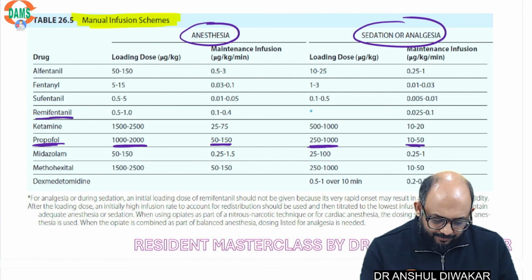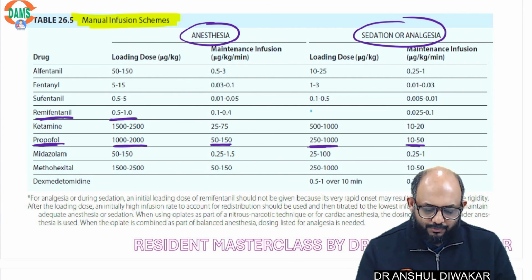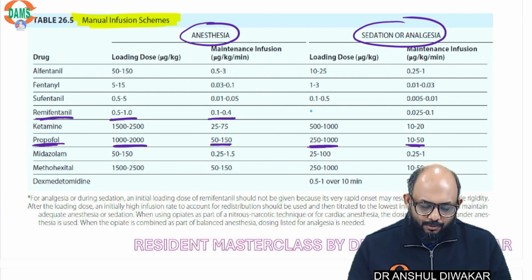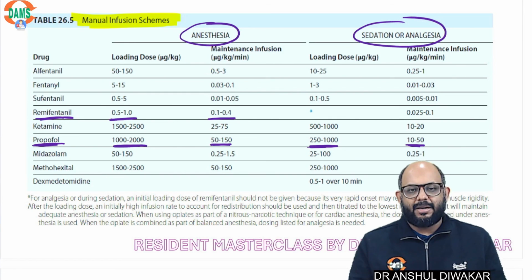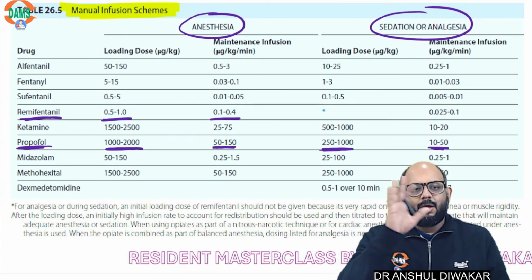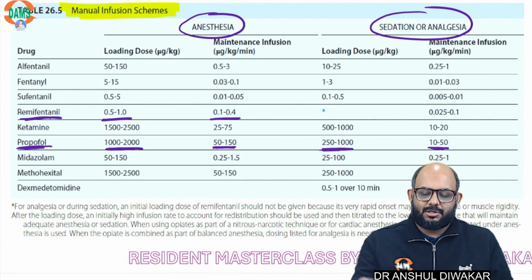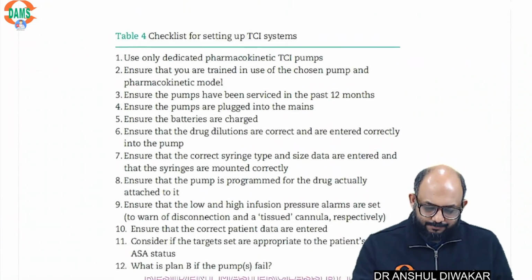Similarly, if you look at remifentanil, loading dose is 0.5 to 1 microgram per kg and maintenance is 0.1 to 0.4 microgram per kg. So this is a very good place where you can just have a look at the drugs, their loading dose, and maintenance dose for manual infusion in anesthesia and sedation and analgesia.